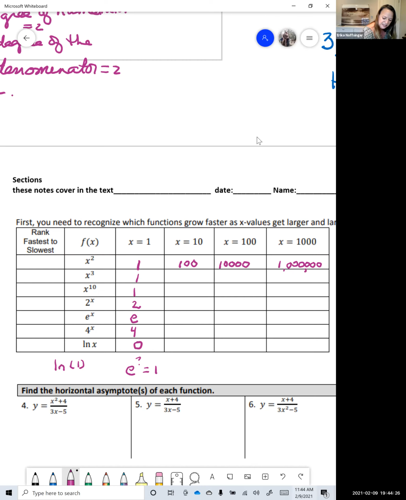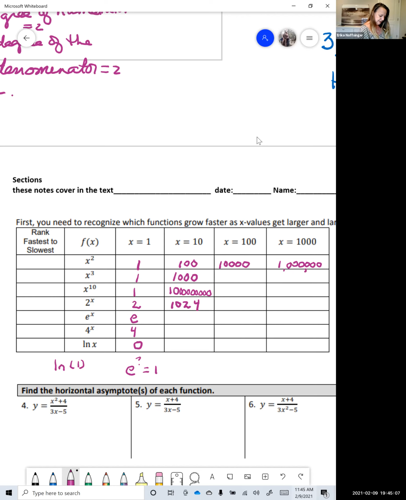So now plug in 10, cube it. So 10 cubed, I'd have 3 zeros. This one's growing faster, right? I get 1,000 versus 100. 10 to the 10th, well, 10 times 10, 10 times, right? That's a lot of zeros, 10 zeros. And 2 to the 10th, well, that's 2 times 2 times 2, multiplying 2 by itself 10 times. That gives us 1,024.